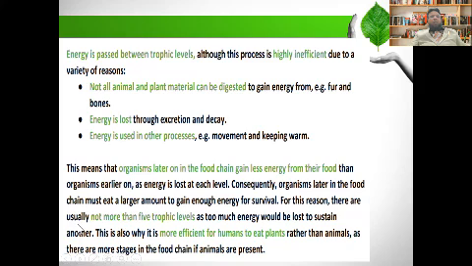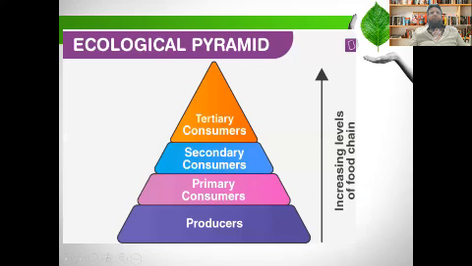For this reason, there are usually not more than 5 trophic levels, as too much energy would be lost to sustain another. Because every time, about 10% of the energy is transferred and 90% is lost to the environment. This is also why it is more efficient for humans to eat plants rather than animals, as there are more stages in the food chain if animals are present.